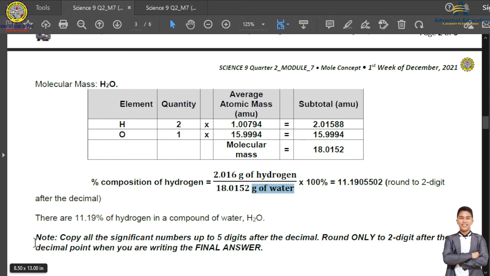I put a note here. Copy all the significant numbers up to 5 digits after the decimal point.